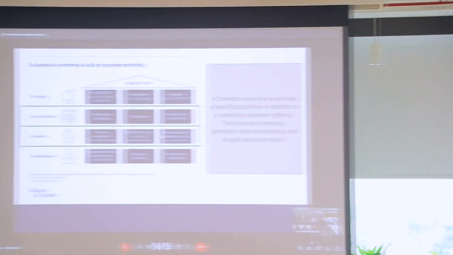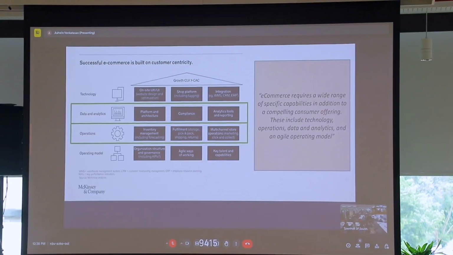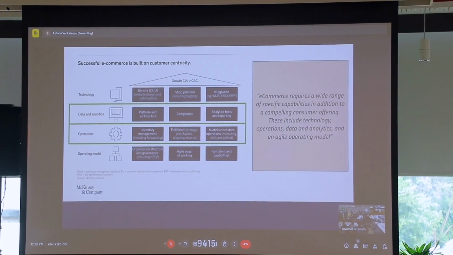Now, the fourth point is about the operating model. Obviously you should have a clear hierarchy and a flow, so that the flow of data or even the products is pretty well defined. So that's what the operating model is. We are going to cover in this talk mostly these two parameters, that is, data and analytics and the operation side of things.